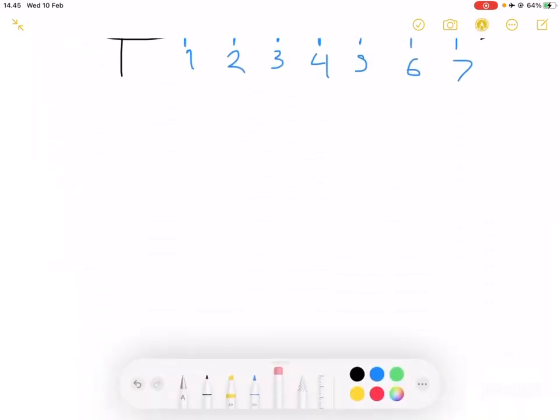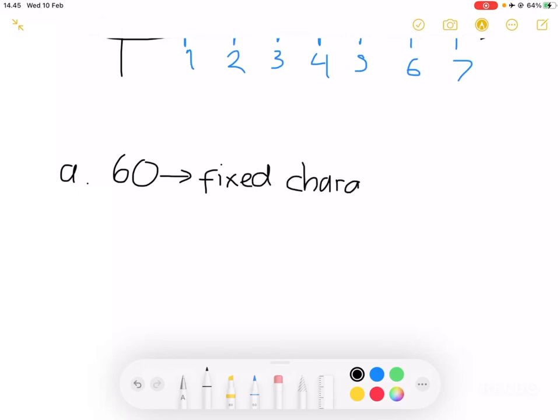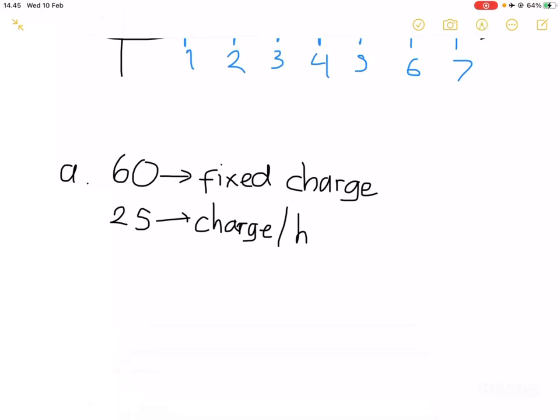So let's just write in our part A. 60 might mean the fixed charge, or any terms that might be synonyms for this. And 25 is the charge per hour, or I would say the increasing charge, or something like that.